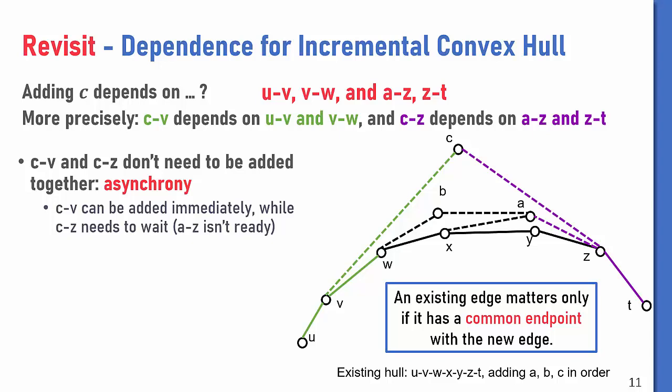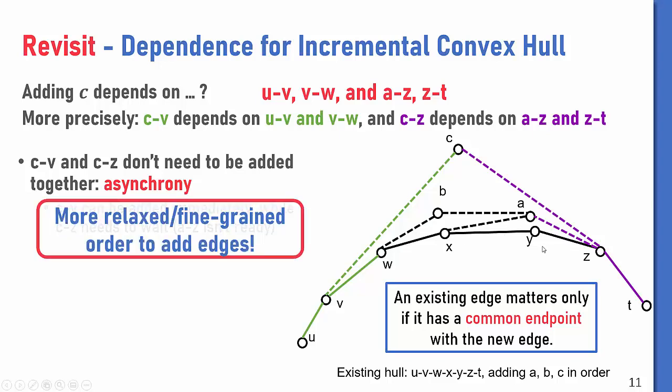This is also to say, CV and CZ don't need to be considered as a whole. They don't need to be added together. They can be added asynchronously. Here CV can be added immediately because both UV and VW are ready, and CZ may need to wait for a while because XZ is not ready. In this way, we enable asynchrony in adding edges of a point. This makes the order of adding edges more relaxed or more fine-grained. In this way, we're like pipelining the iterations, so this greatly improves parallelism.